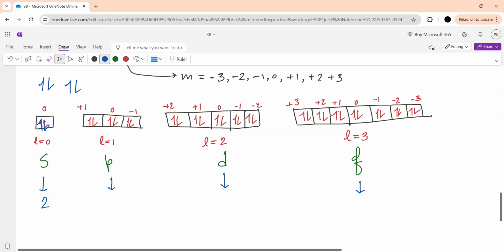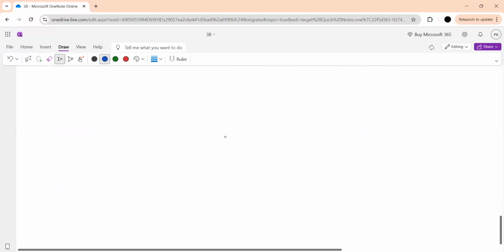So how many electrons are there in the p orbital? 6. In the d orbital? 10. And in the f orbital? 14. Okay, good. Now we will learn to apply this. Now how this comes? This comes in this way.